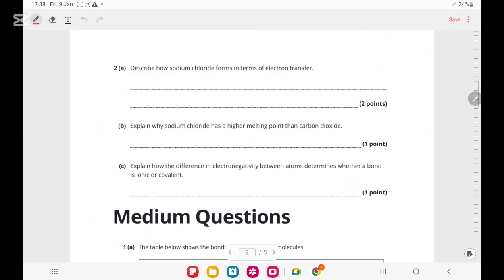Then they are saying describe how sodium chloride forms in terms of electron transfer. So what happens? Sodium's electronic configuration is 2,8,1, and chlorine is 2,8,7. An electron from sodium is transferred to chlorine, and because of this, sodium becomes a cation having 2,8 electronic configuration, and chlorine becomes an anion having 2,8,8 electronic configuration.